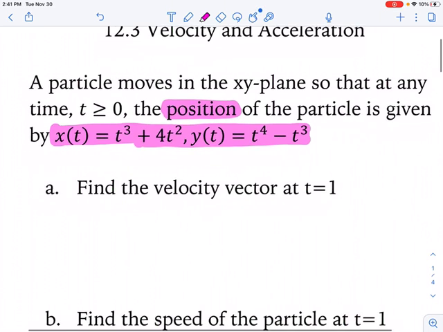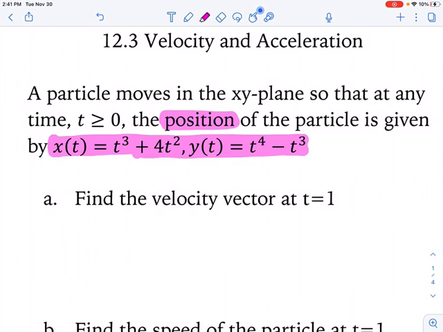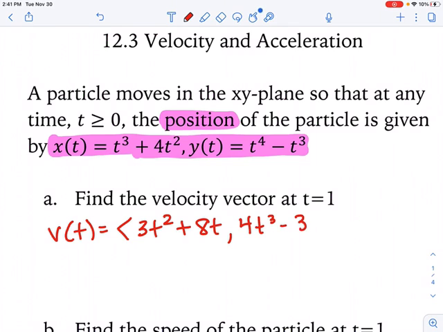So the first thing I'm asking us to find is the velocity vector. Well, here we have the position. So our velocity vector is just going to be the derivative. So our velocity vector will be 3t squared plus 8t. That is our horizontal component. Our vertical component would be 4t cubed minus 3t squared. Derivative of x of t, derivative of y of t.